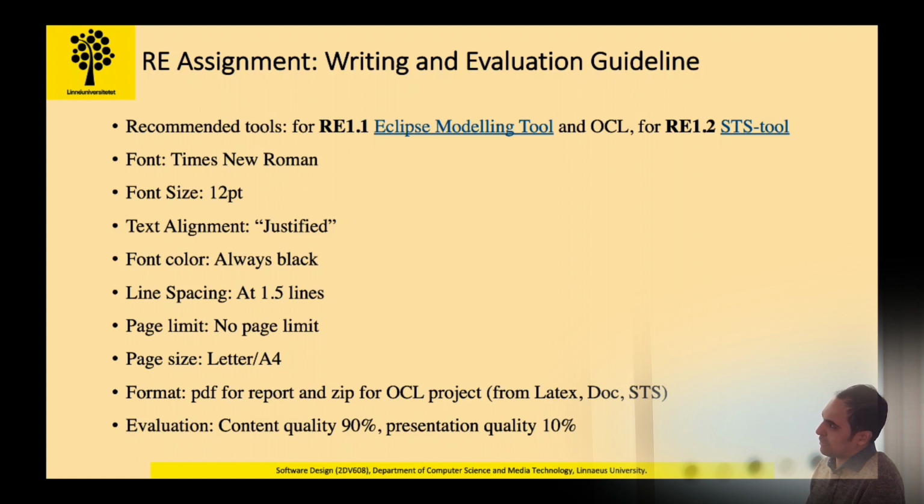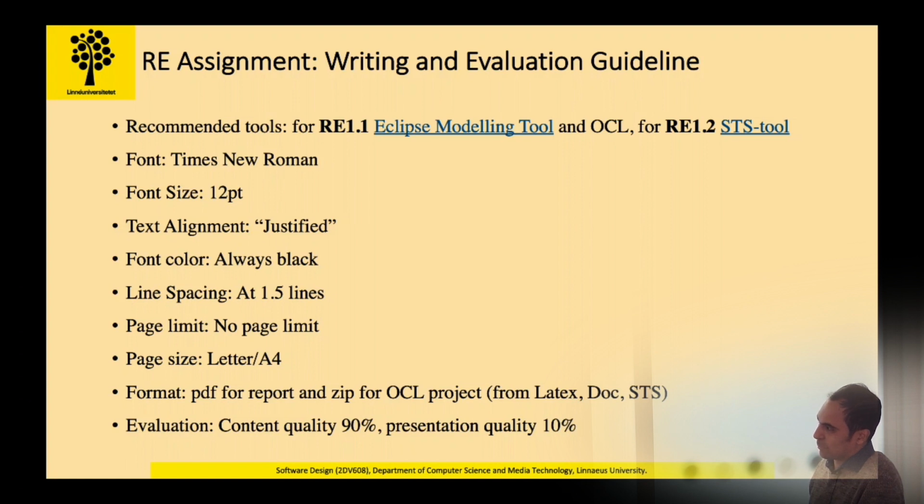By default, use the Eclipse modeling tool and the OCL for the first part, STS tools for the second part. This is obvious. Your font should be always Times New Roman, 12 point. Text alignment should be justified. Many people write center aligned, left aligned, and all these things, but it should be always justified. Always use black font. There should be space between lines, at least 1.5 or by default 1.5.